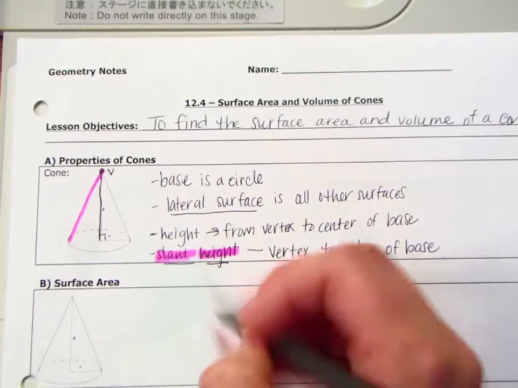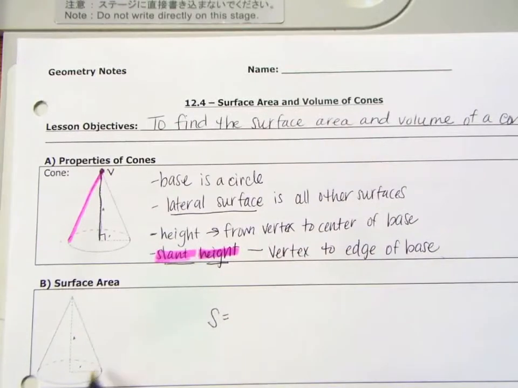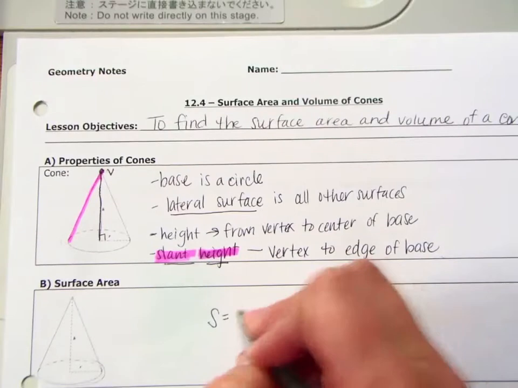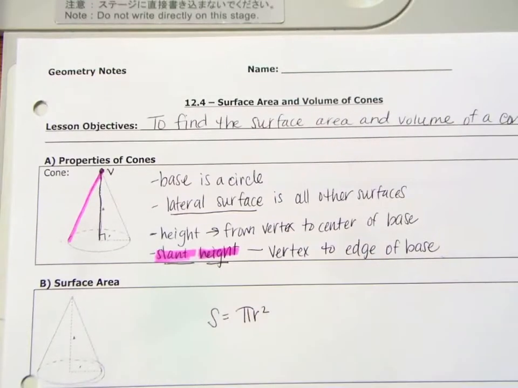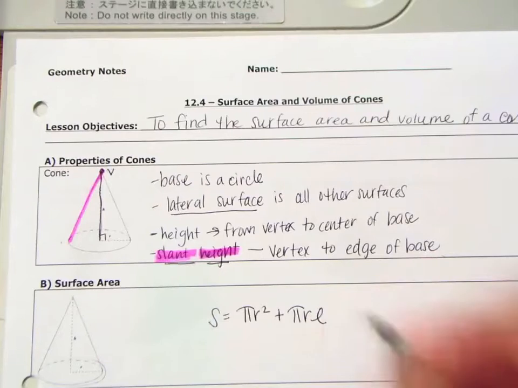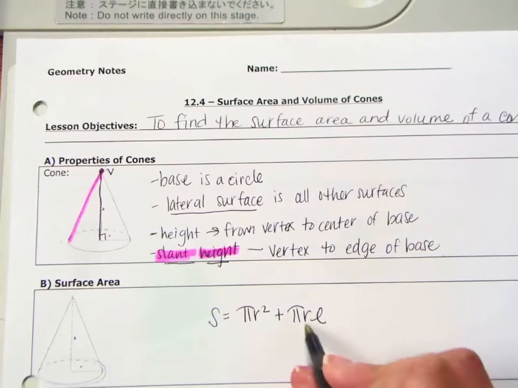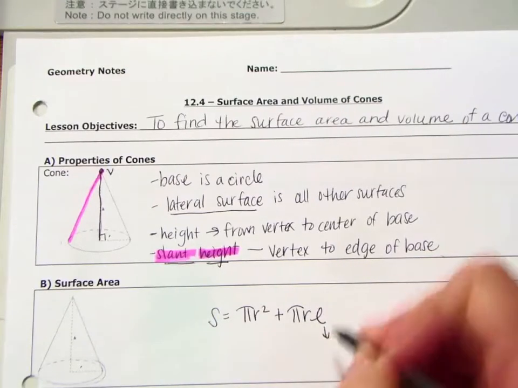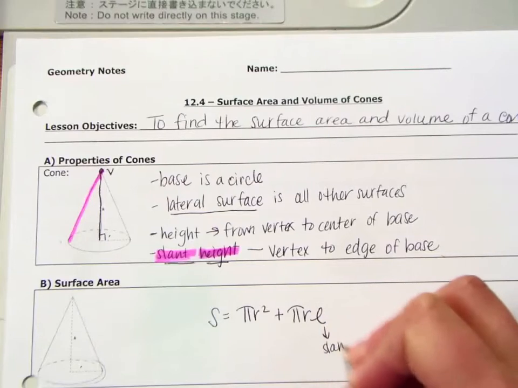The surface area of a cone, we know surface area is just the areas of all of the surfaces added together. Because we have that circular base, we have the area of a circle, plus the area of the lateral surface, pi r L. That L is the slant height.